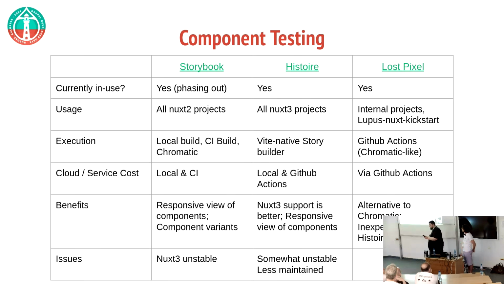When upgrading to Nuxt 3, we switched to Histoire since we had issues with Storybook. Nuxt 3 support was not stable. Yeah, and Lost Pixel can be used for visual regression tests alongside Histoire. And all these tools can be run locally and in CI environments, and that's it.